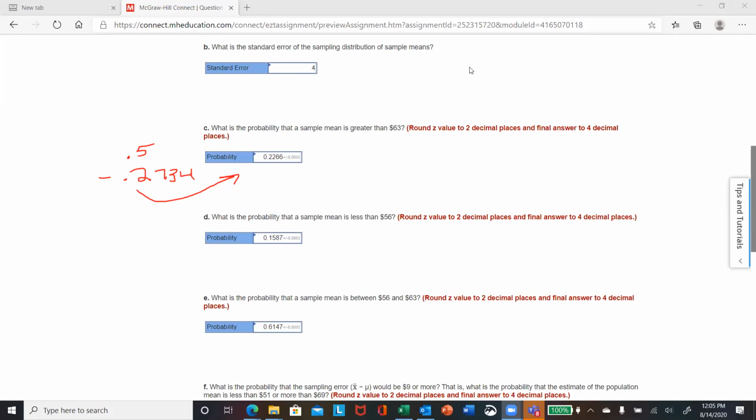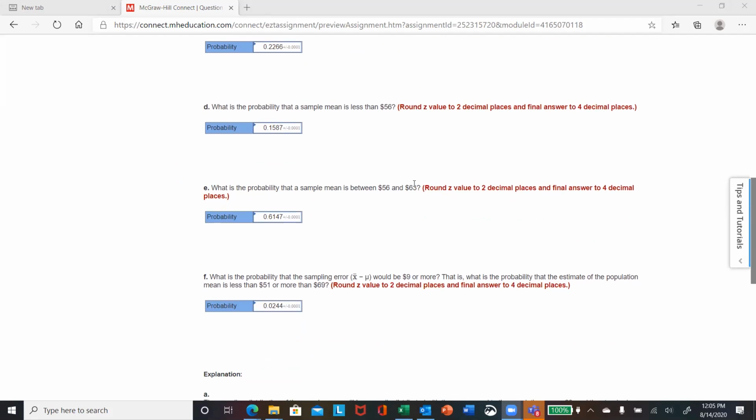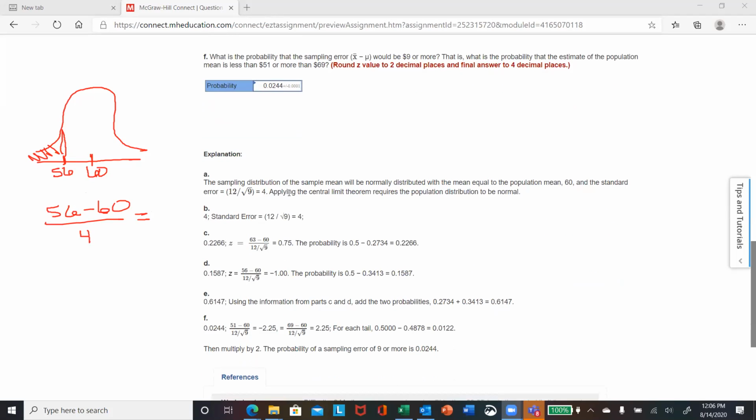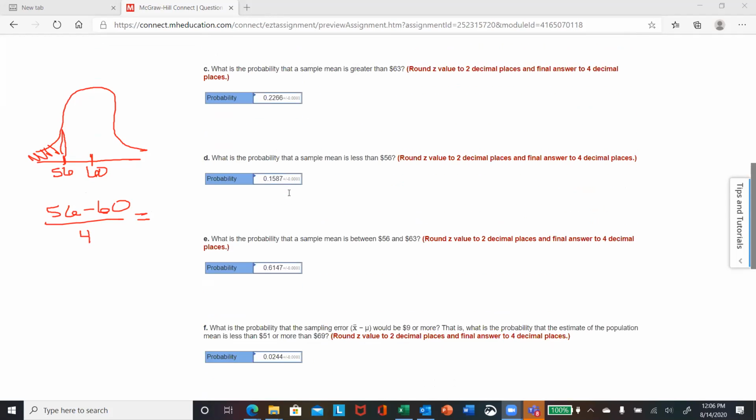All right, let's check out letter D. And this one, we want a sample mean of less than 56. So again, I'll just draw this out for you. So remember 60 is in the middle, and we got 56. And they want the area to the left. So you take 56 minus 60, divide that by 4, because that's our standard error. And then that's going to give us a z-value of, let's check it out, it looks like it's right at a -1.